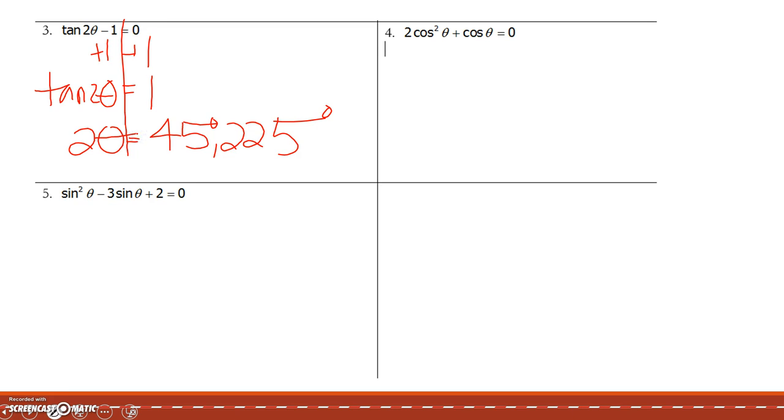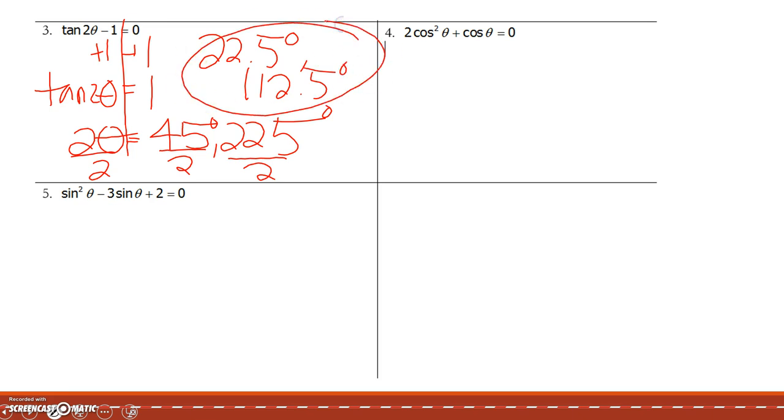And so to figure out what just theta equals, what I do is I divide over the 2 to the angles. So you don't divide the 2 over until you've found your two angles. So 45 divided by 2 is 22.5. And 225 divided by 2 is 112.5. So those are your two answers.